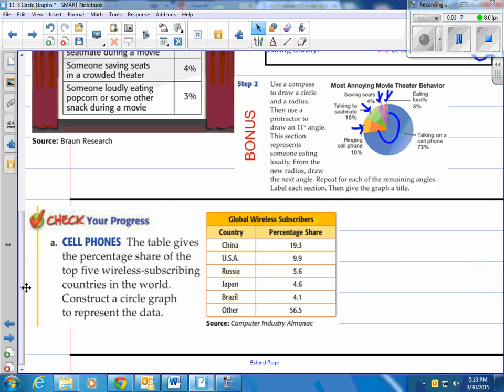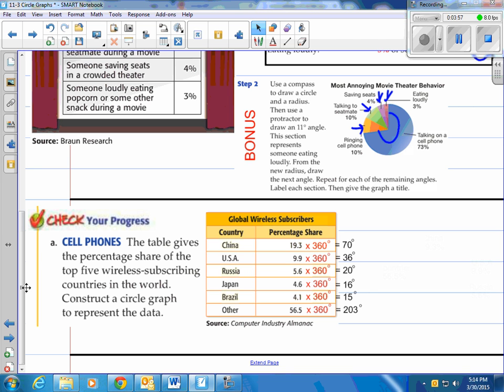It says the table gives the percentage shares of the top 5 wireless subscribing countries in the world. It says construct a circle graph to represent the data. All right. What we know is we want to take the percentage that is given and multiply by how many degrees there are in a circle, which is 360 degrees. So you'll notice I take all these countries and the percentages and I multiply by 360. If this represents the entirety, the 100% of all countries, then we multiply by 360 degrees to get the degrees for each one.